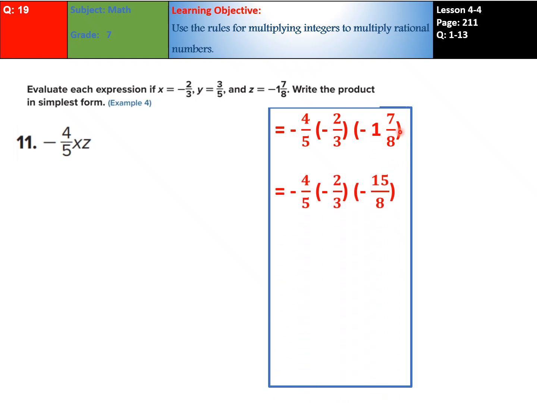You will convert this mixed number into an improper fraction. 8 times 1 is 8, plus 7, 15 over 8. Multiply the numerators together and denominators together. You will get 120. Your top and bottom are both 120. A number divided by the same number gives us 1. So negative 1 is the answer.